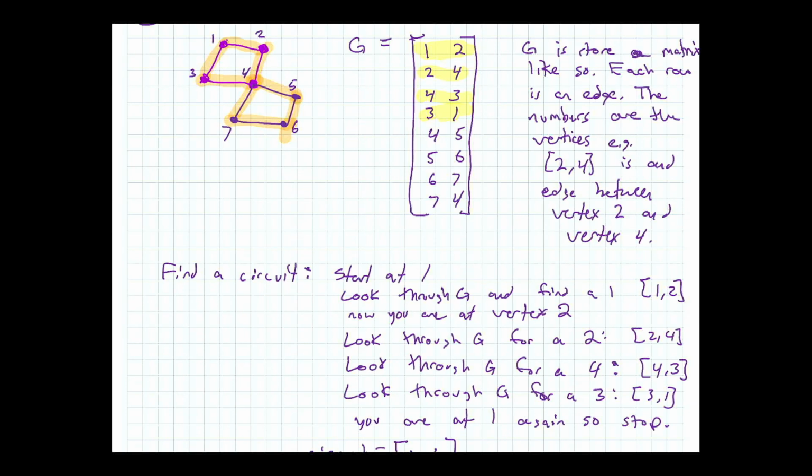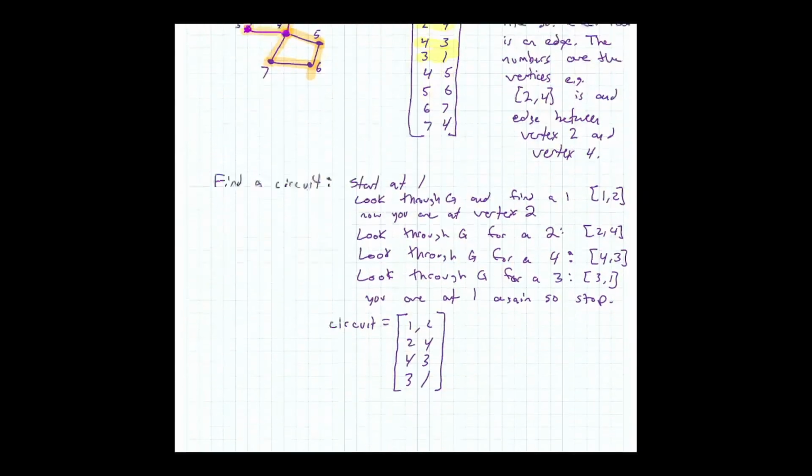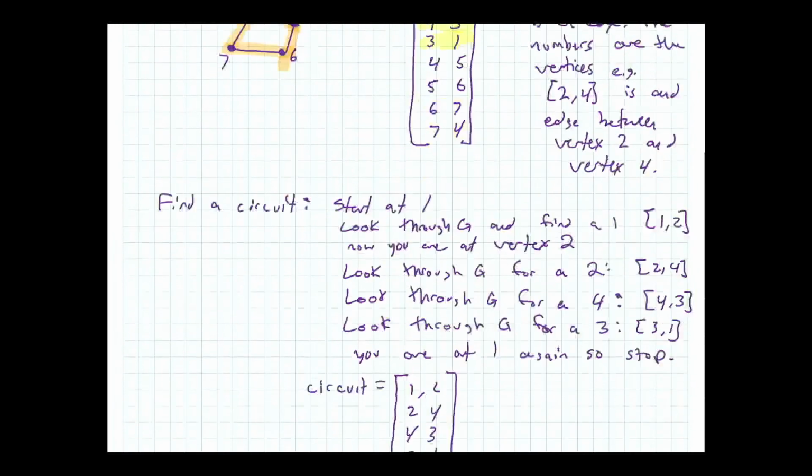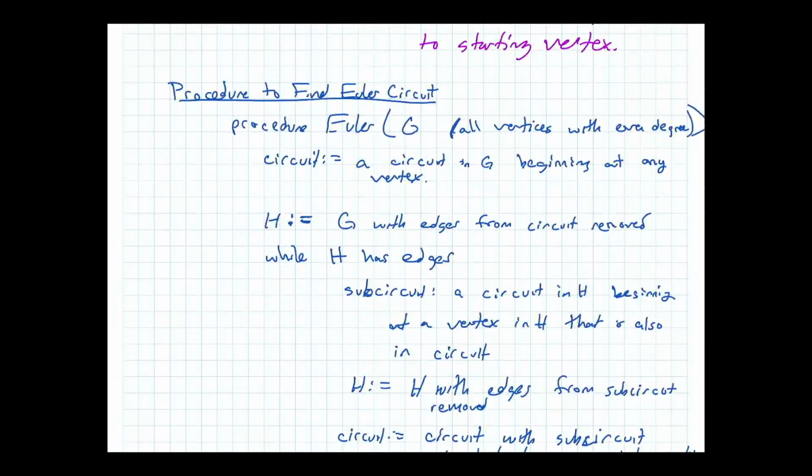It might not have been the exact same one. We could have gone all the way around, in which case we would have been done with the whole problem. But you do that and you find a circuit. And so we need a code that does that. Okay. And then once it does that, we need to make H, which is going to be G, but we have to remove everything from the circuit.